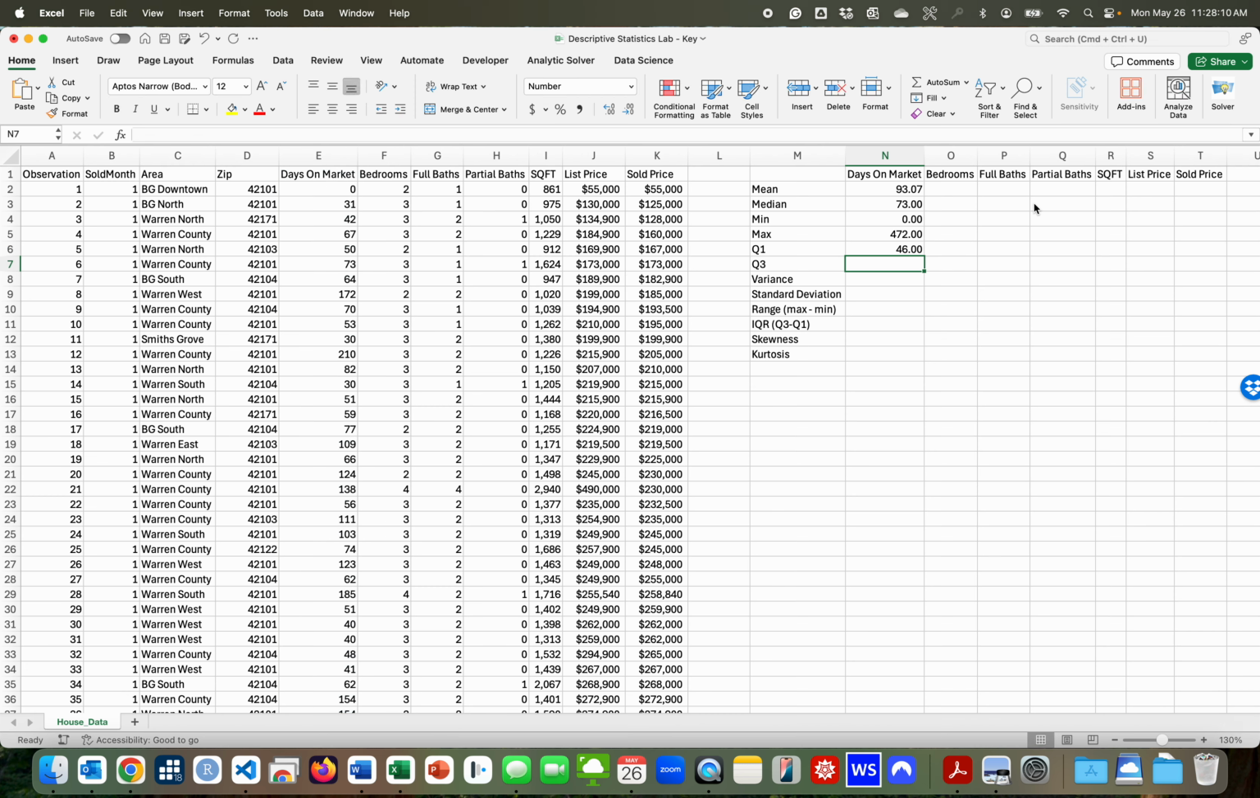Which is 46 days. So that would be the same as the 25th percentile. So approximately 25% of homes sold in 46 days or less.